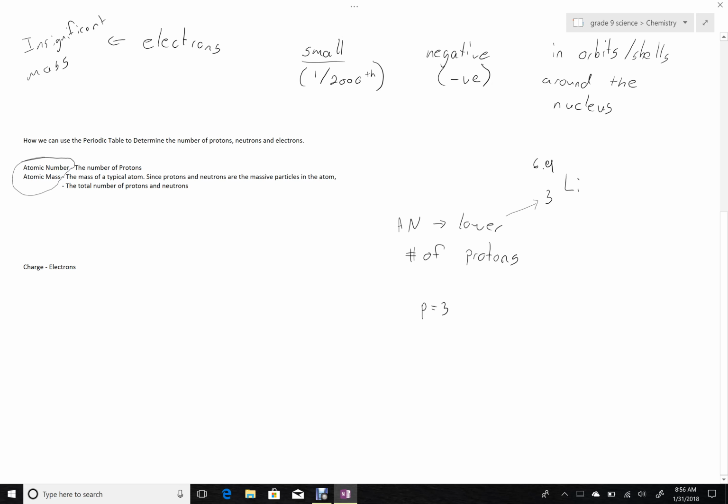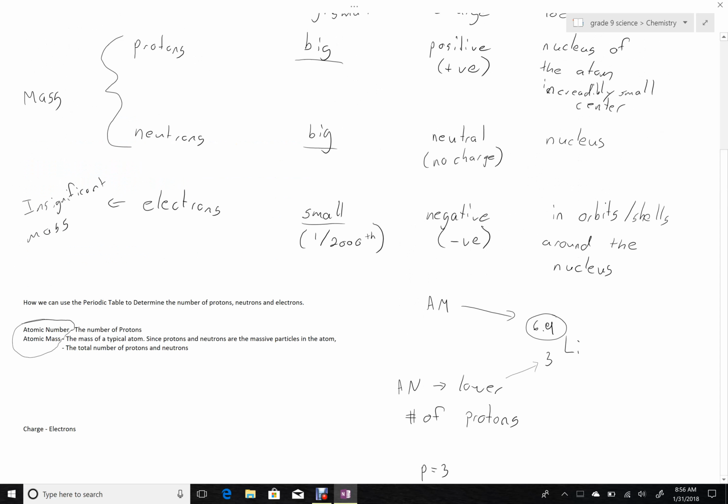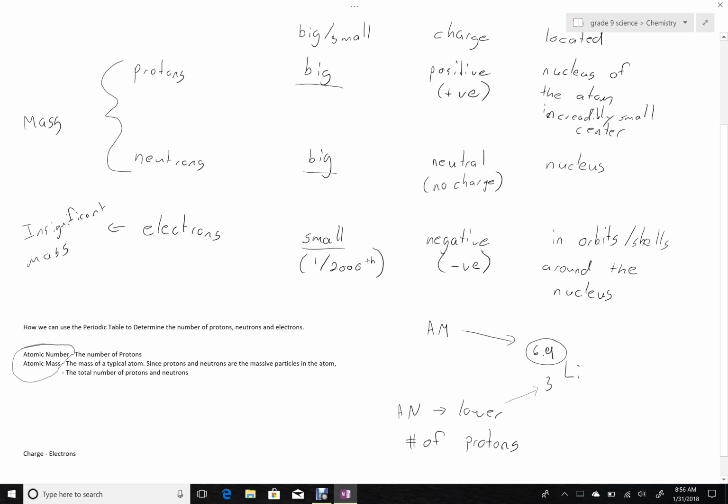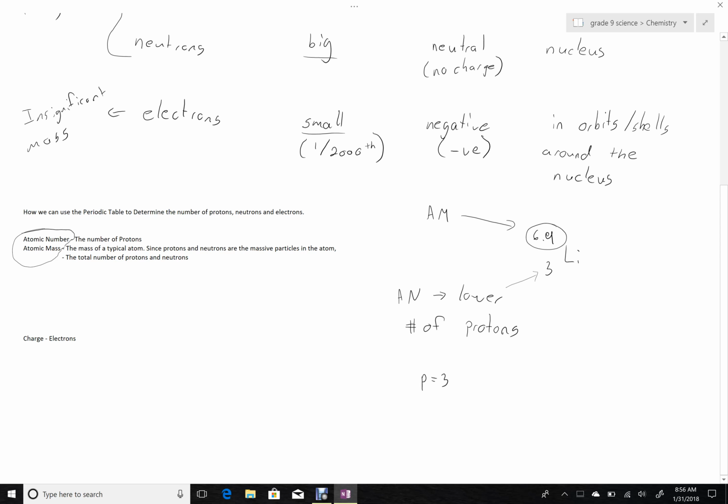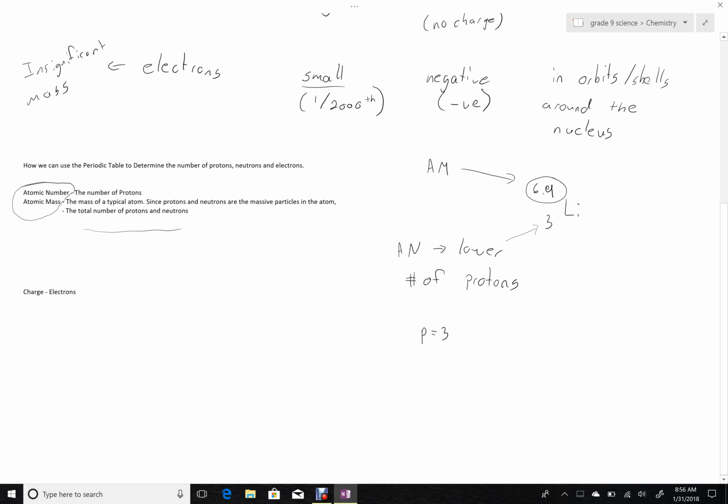My atomic mass is the bigger one, and it has to be the bigger one because it's a combination of protons and neutrons, so it has to be more than protons. My atomic mass gives me the average mass of the atom. Now, since I just set up here that I consider my mass to be made up of my protons and neutrons, I can also think of my atomic mass as the total number of protons and neutrons in an atom. So the atomic mass is equal to the protons plus neutrons.